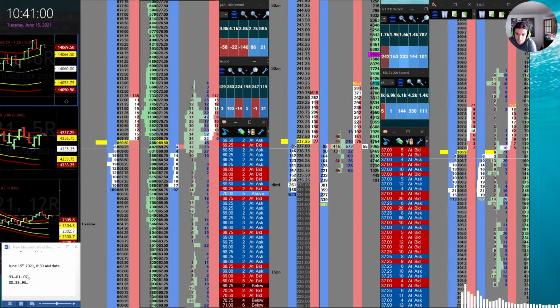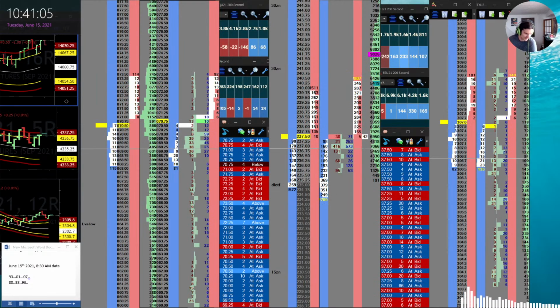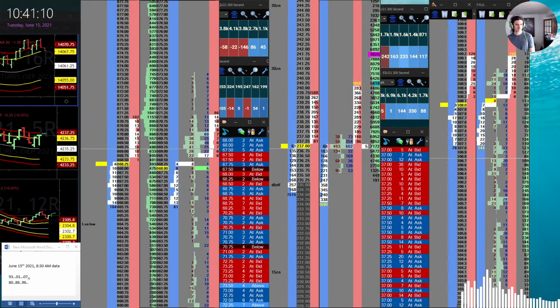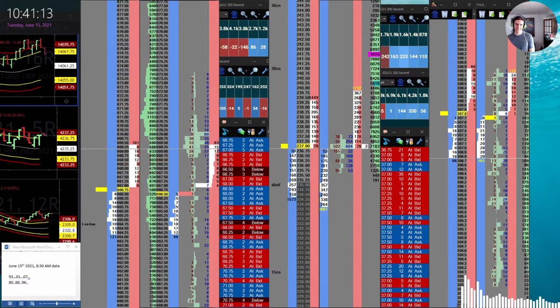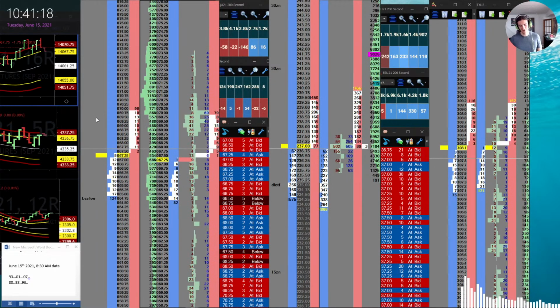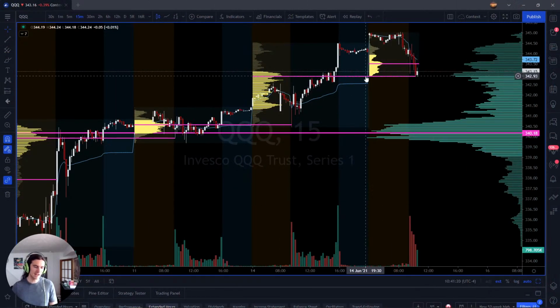If QQQ hits 341, I will have a better day. 341.60. Yeah, I mean, it's possible, but see, this is what I see contextually here. If the Qs can stay under 64, then what you said has a chance of happening. But right now we're bid at 64 here, and we're holding.